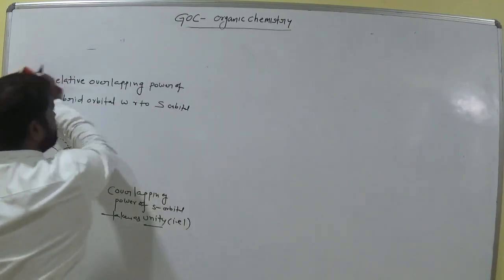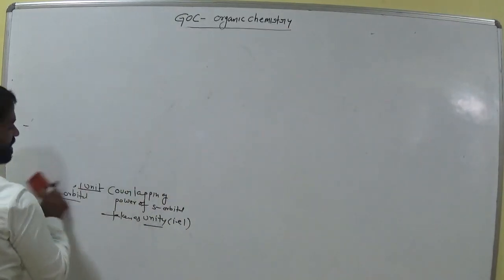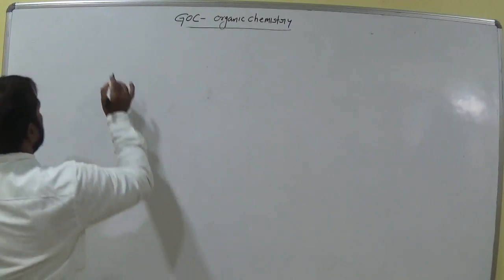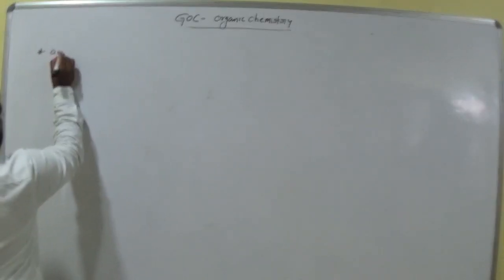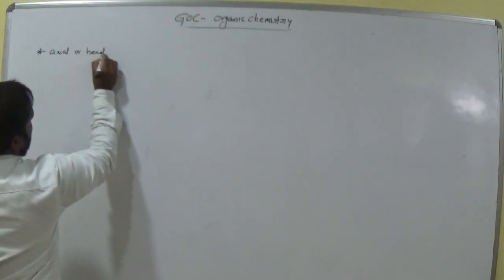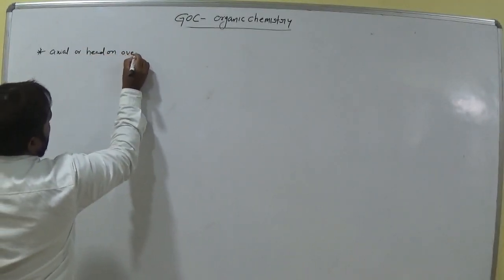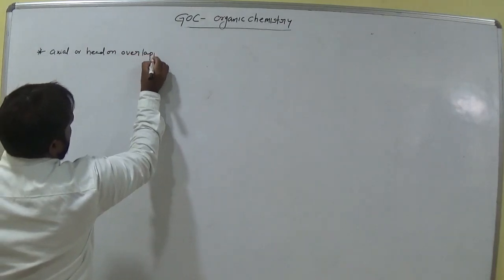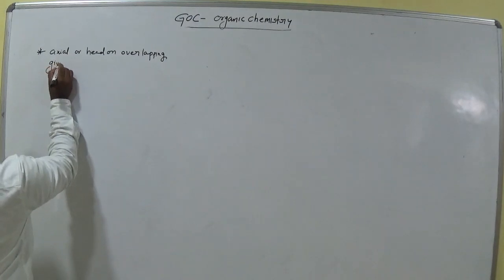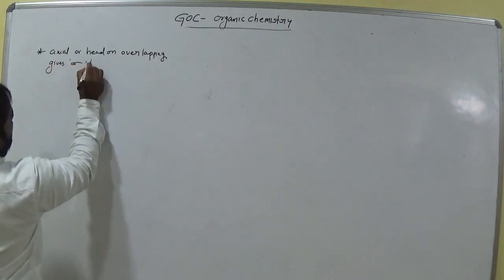Overlapping means penetration. Remember this point. Axial or head-on overlapping gives sigma bonds. Am I right?